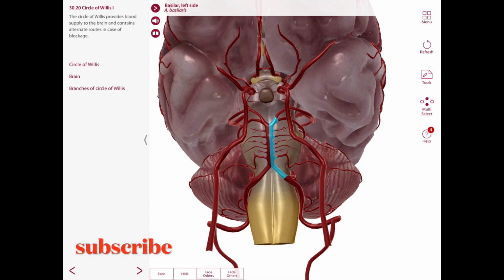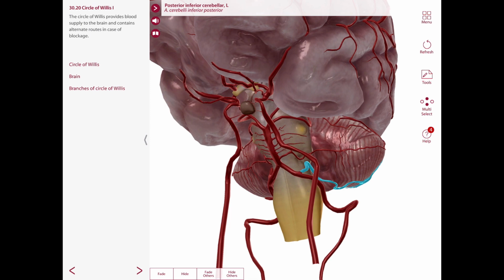The basilar artery runs along the midline of the anterior surface of the pons. Here's the pons. It ends at the upper end of the pons by dividing into right and left posterior cerebral arteries, which is this one right here. The largest branch of the vertebral artery is the posterior inferior cerebellar artery, and it also has other branches such as the anterior inferior cerebellar artery and the posterior cerebral artery.